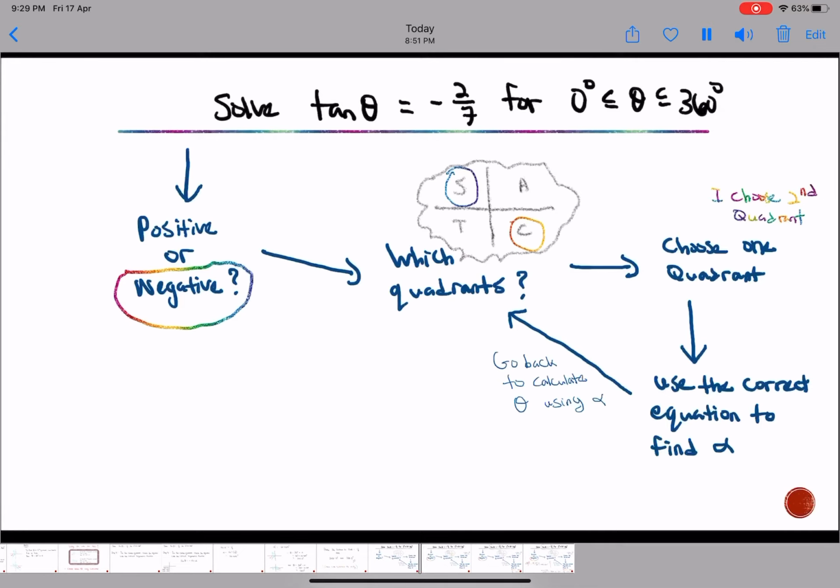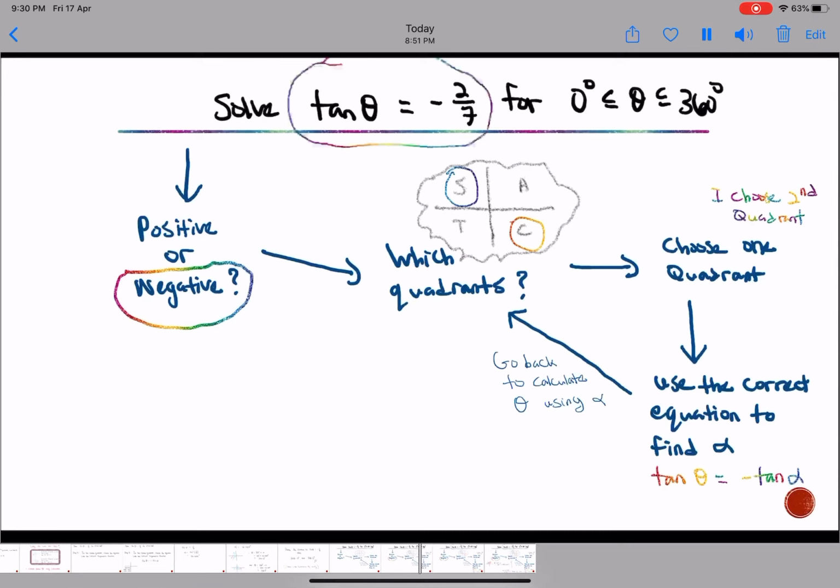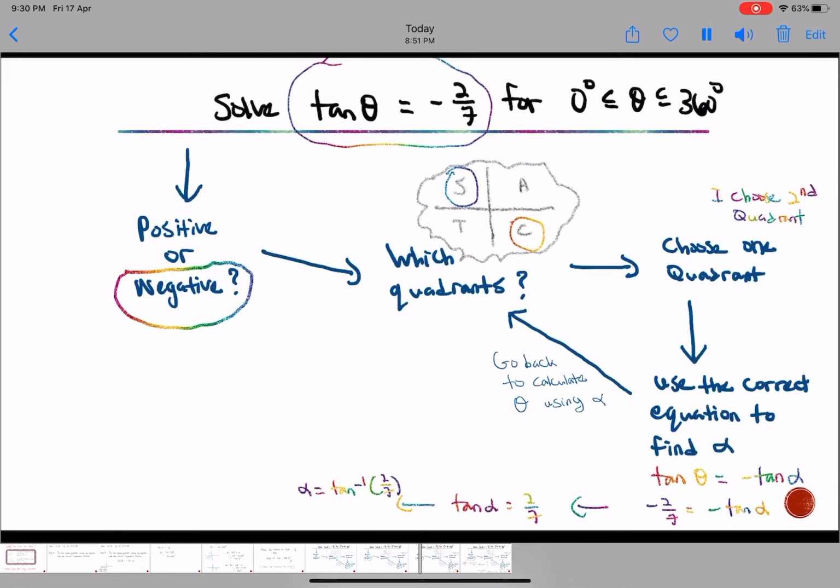And then use the correct equation to find alpha. So, the question says tangent, so use tangent. In the second quadrant, only sine is positive, so tangent is negative. So tangent theta equals to negative tangent alpha. And we know tangent theta is negative 2 over 7, so negative 2 over 7 is negative tangent alpha. Remove the negative, you get tangent alpha equals to 2 over 7. Find the inverse, and you get 15.945 degrees.